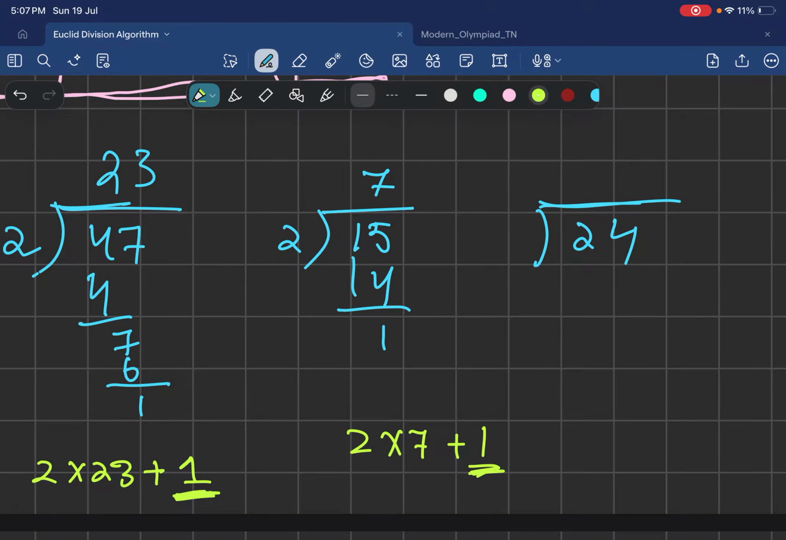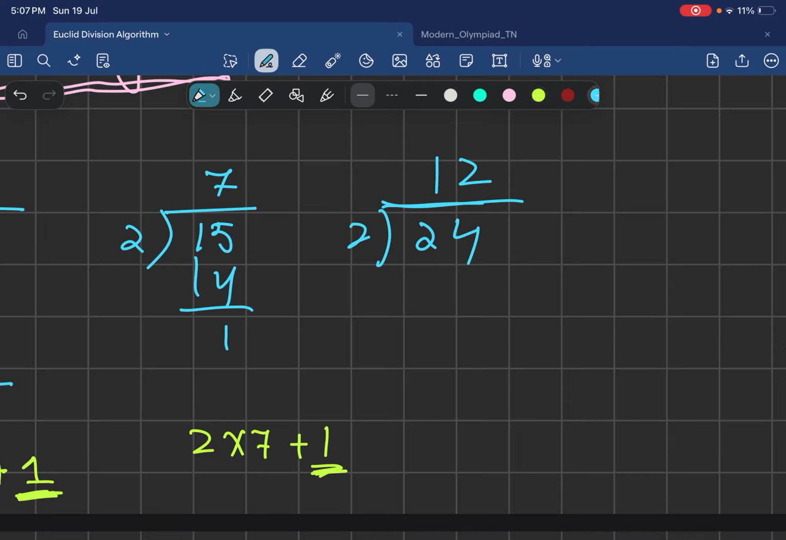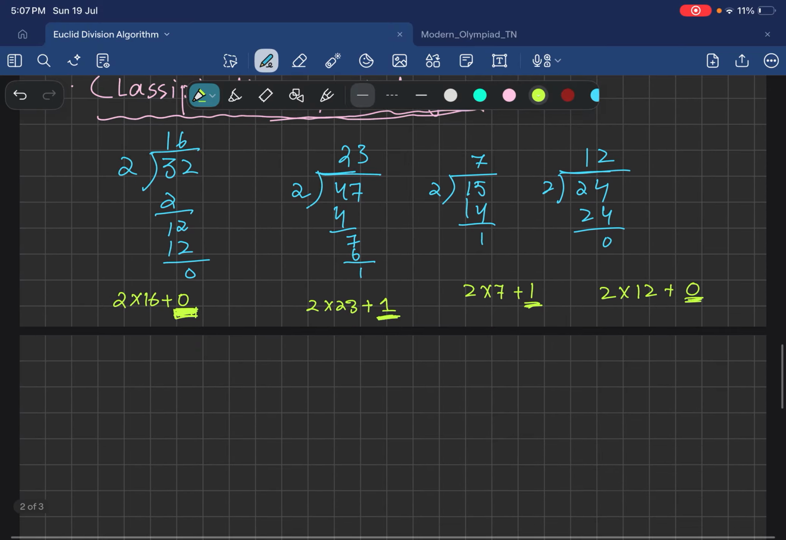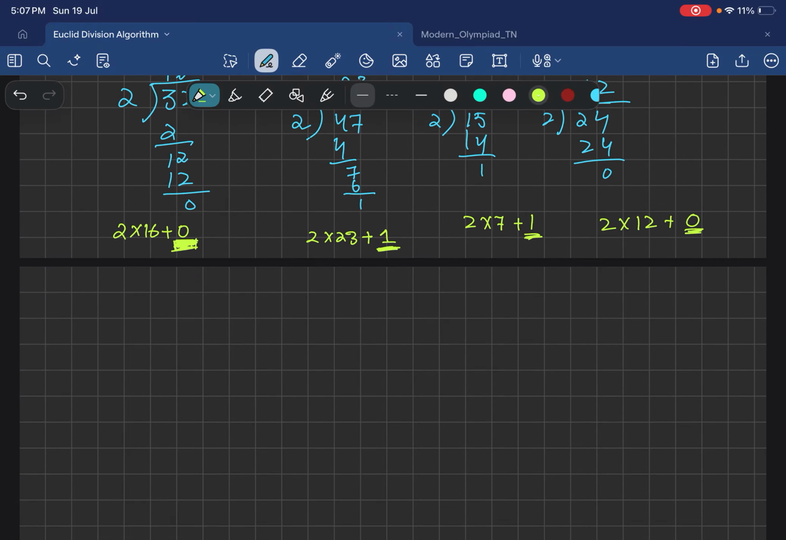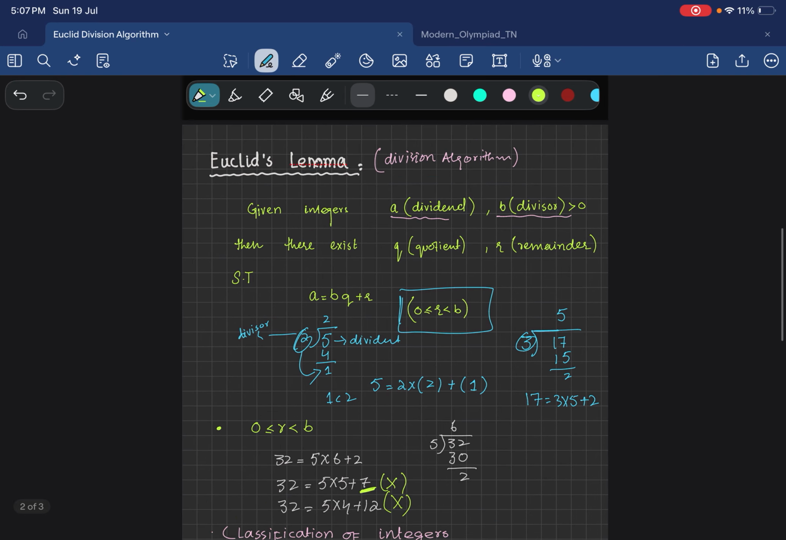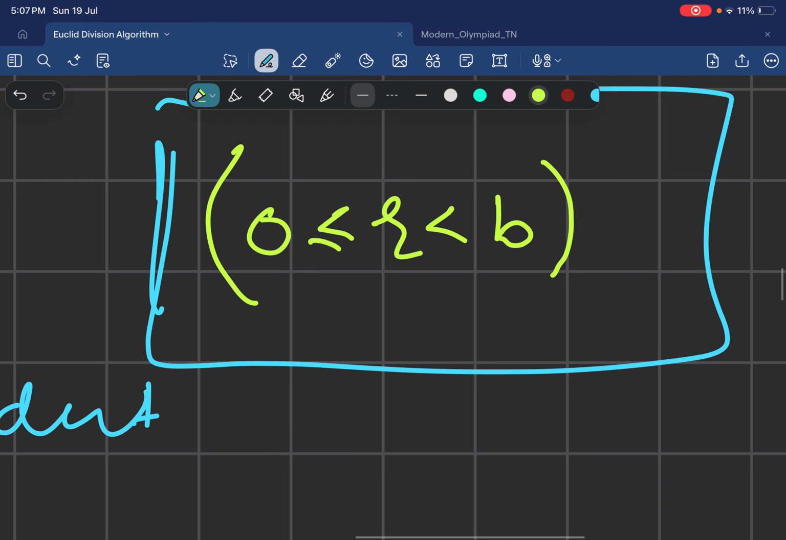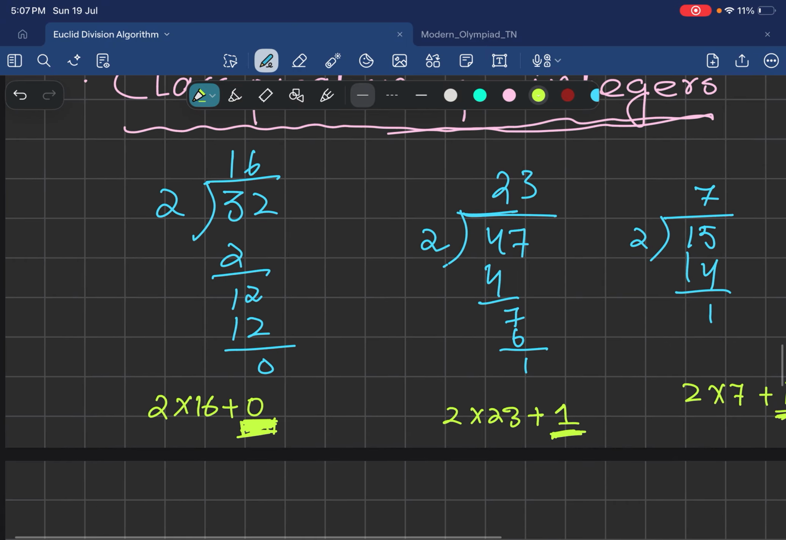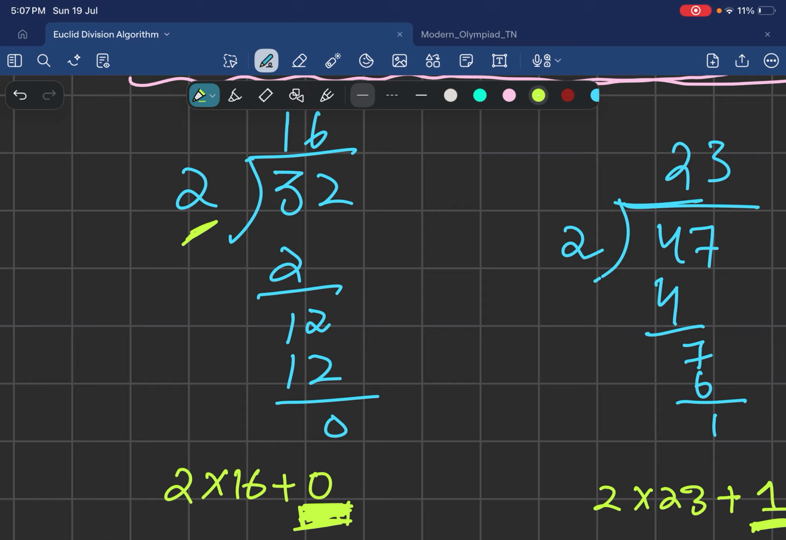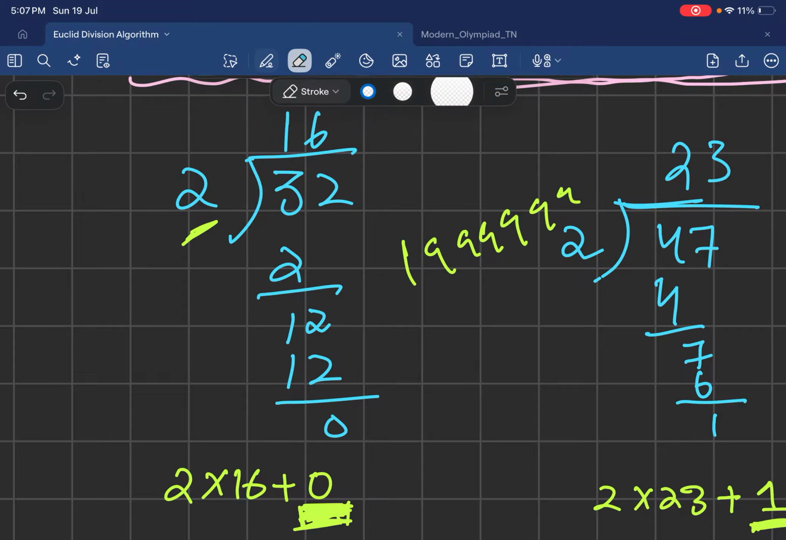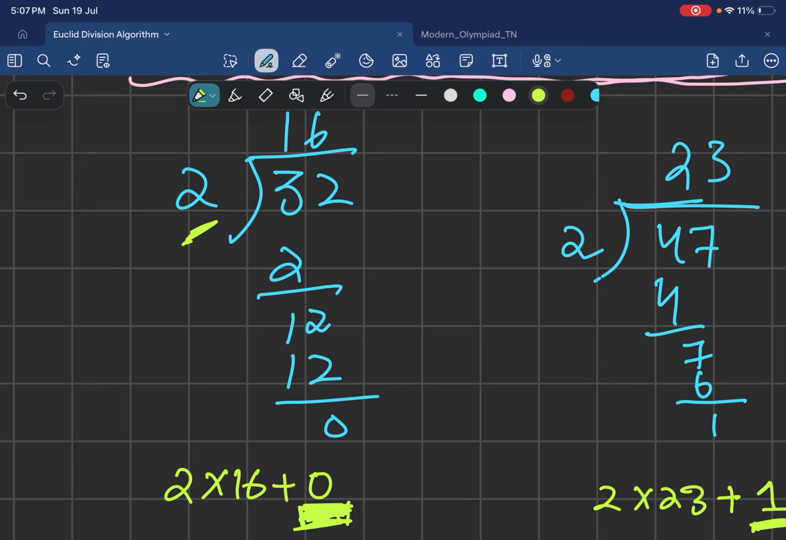Just look at the remainder again. And then again 2 12s are 24, and you get a remainder of 0. 2 into 12 plus 0. Did you notice something? You can only see the remainder is either 0 or 1. Why is that? Earlier I told you that the remainder will always be less than the divisor. So here the divisor is 2. You take any integer, let's say 9999999, divide it by 2, its remainder will always be less than 2.